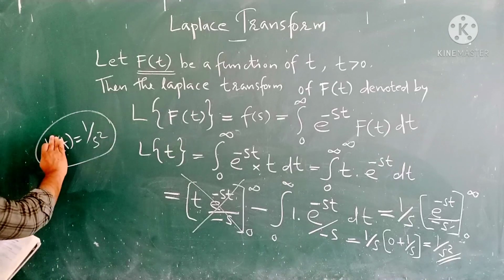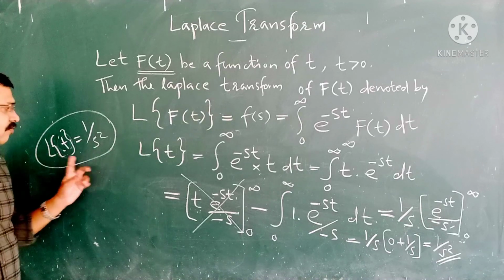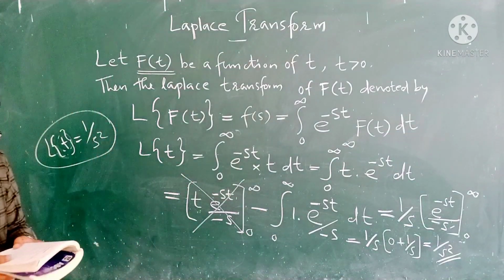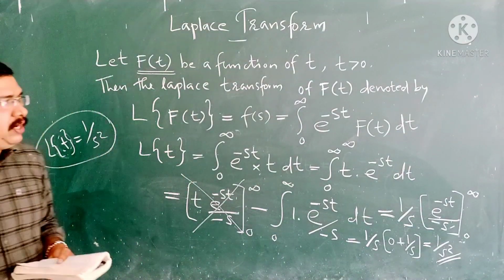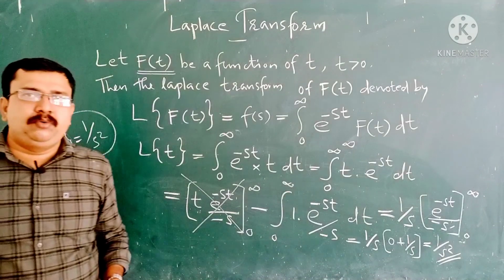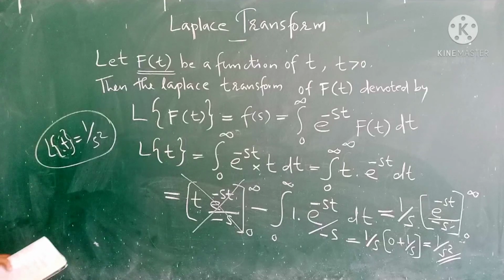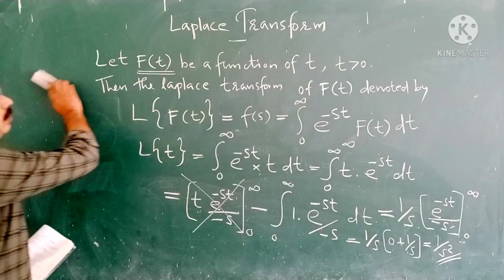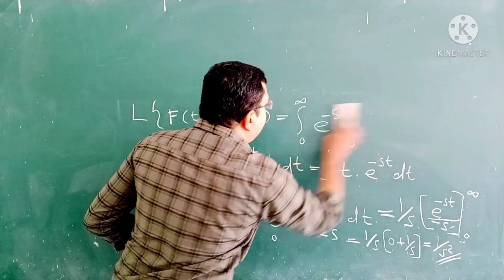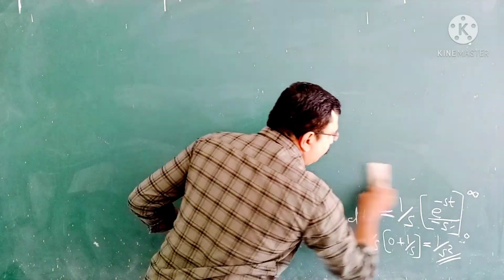Okay, L of t. Here, use curly brackets: Laplace transform of t. L of t is equal to 1 by s square. Okay, that is our next question. Now, we can check another one. Please write down in your notebook. Then we can move to another problem. Another one is this one.